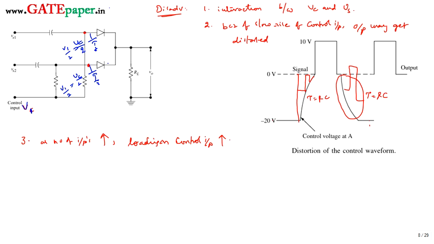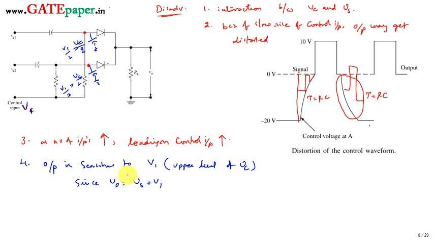Fourth disadvantage. Here the output is sensitive to the control input voltage V1, that is the upper level of VC. Output is sensitive to V1. As V1 changes, V0 also changes, since V0 is equal to Vs plus V1. If V1 is 0, output is exactly equal to Vs. Otherwise V0 is the addition of Vs and V1. So output is sensitive to V1. We must get a circuit where the output is independent of V1.